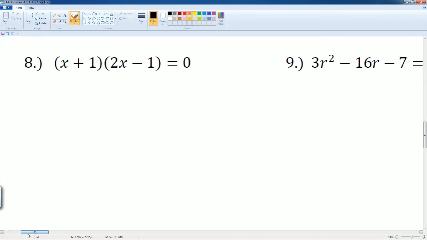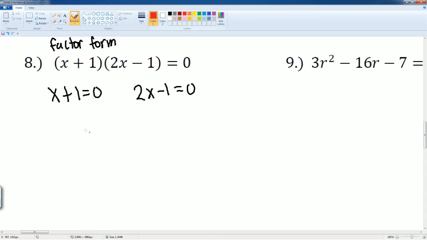Number 8. Oh, this is beautiful. This is already in factored form, so we don't have to even factor it. Just set it equal to 0 using the zero product property. x plus 1 is equal to 0, and x minus 1 is equal to 0. Subtract 1 from both sides. This now leaves us with x is equal to negative 1.